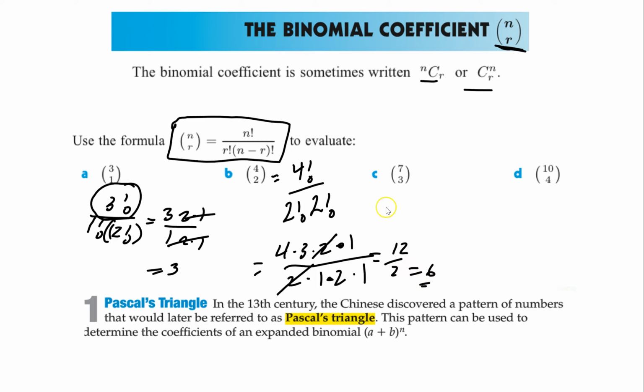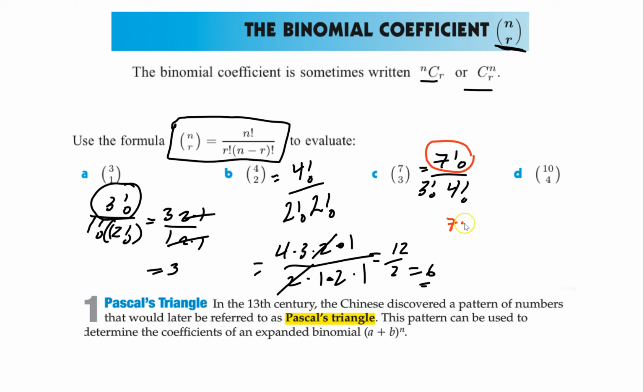Okay, so that's all fine and good, but how about we get to this one? 7 factorial over 3 factorial, and then subtract them, 4 factorial. There's a little bit of an easier way to do this. You take the top number, and you expand that down till you get to the bigger number on the bottom. What I mean by that is like this.